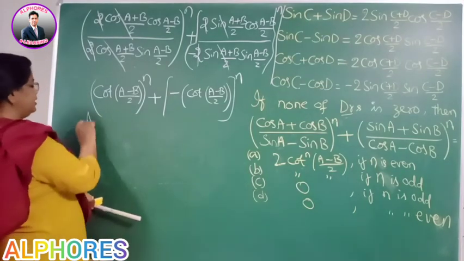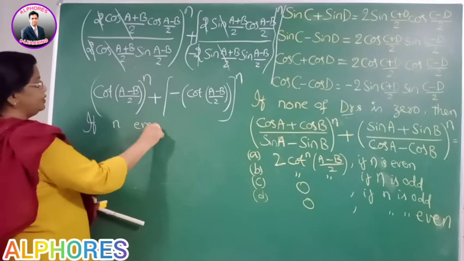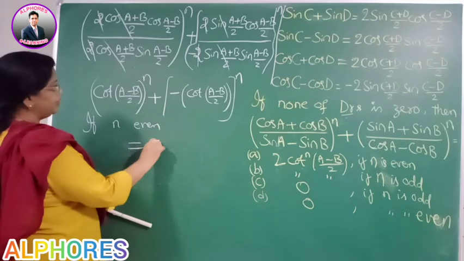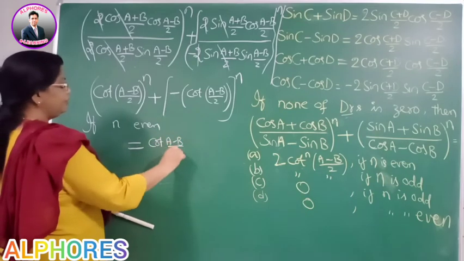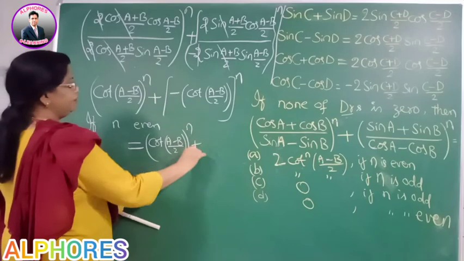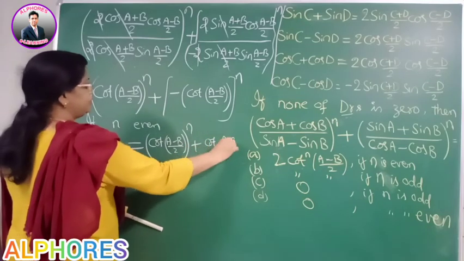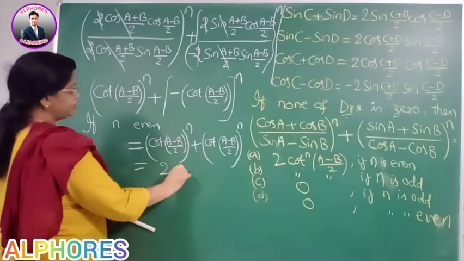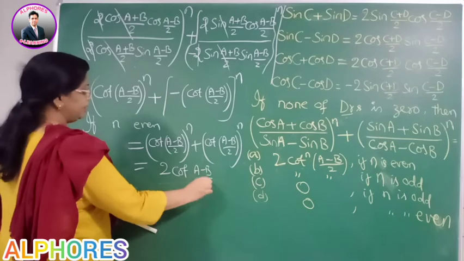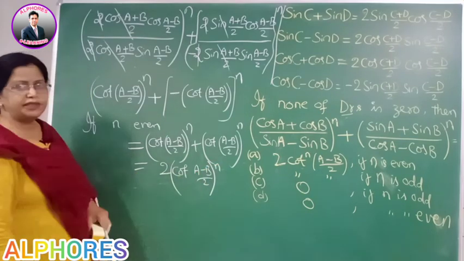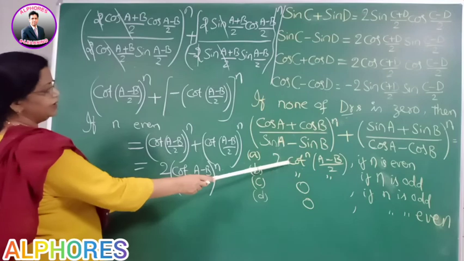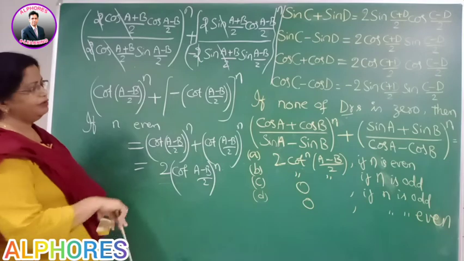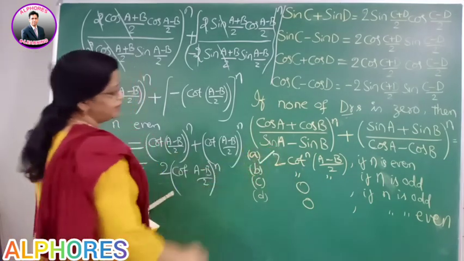So let us write: if n is even, what is our answer? This becomes plus, therefore you get cot (A minus B)/2 whole to the power of n, plus cot (A minus B)/2 again whole to the power of n, and hence your answer is 2 times cot (A minus B)/2 whole to the power of n. Understand? Cot whole power n is the same as cot to the power of n. Therefore when n is even, this is your answer.